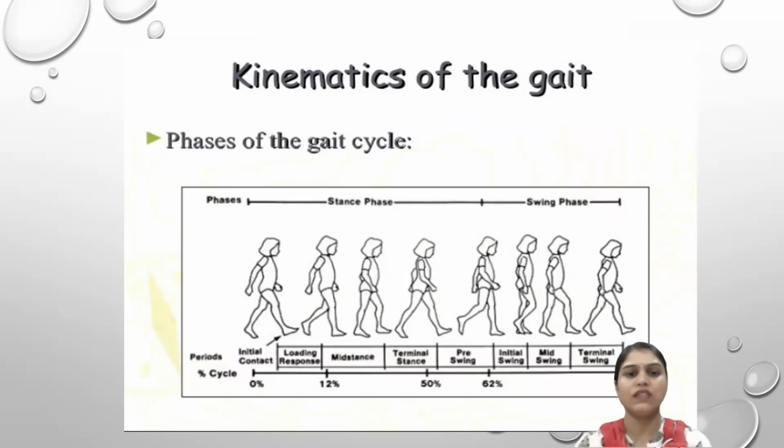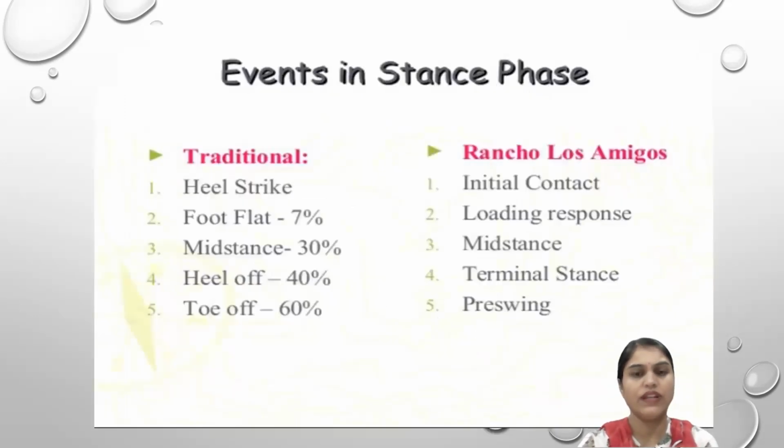Kinematics of the gait. Phases of the gait cycle: stance phase and swing phase. Events in stance phase, traditional and Rancho Los Amigos classification. Traditional: first heel strike, foot flat 7%, mid stance 30%, heel off 40%, toe off 60%. Rancho Los Amigos classification: initial contact, loading response, mid stance, terminal stance, pre-swing.